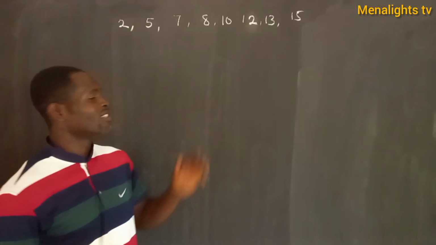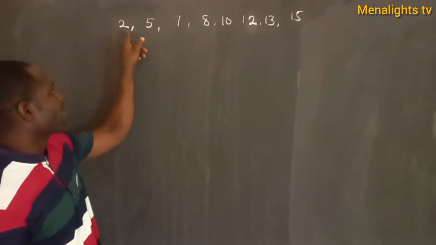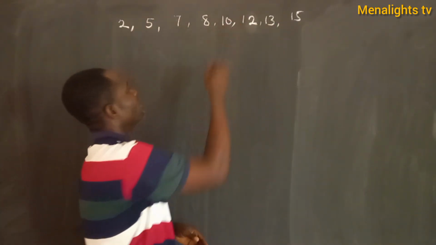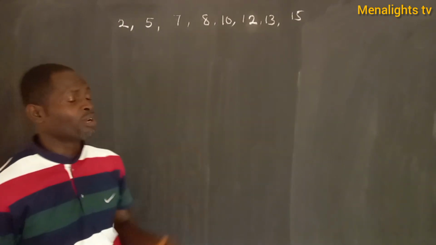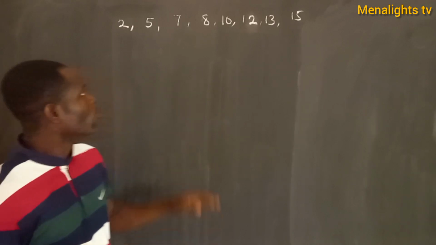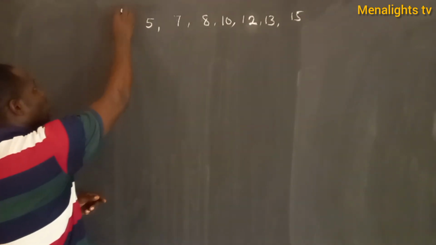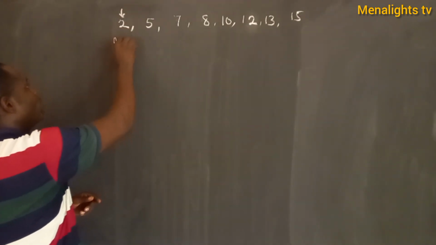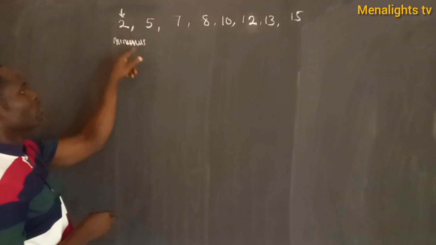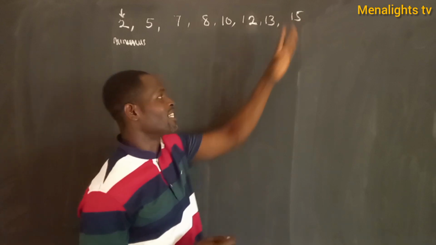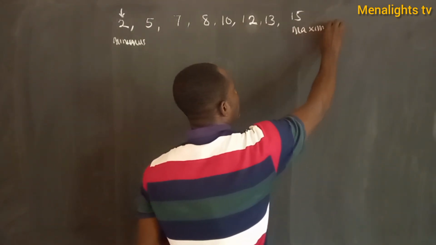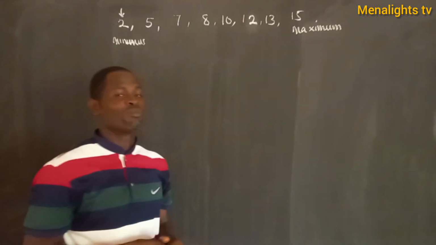Now let's look at example 2. We have 2, 5, 7, 8, 10, 12, 13, and then 15. This set of numbers has already been arranged from the smallest to the highest. First, the number here is our minimum. The minimum here is 2. The highest number, 15, becomes our maximum. So 15 is our maximum there.